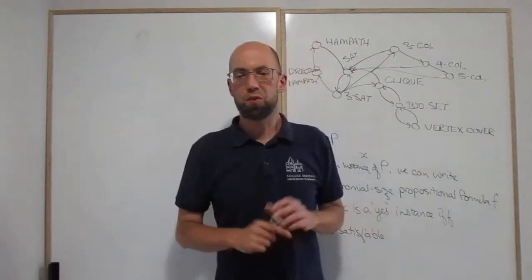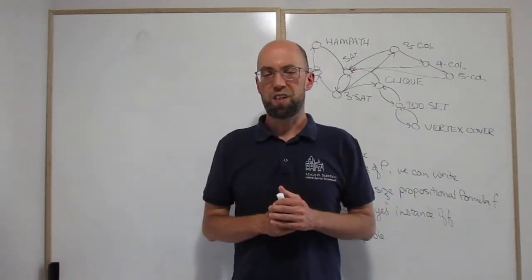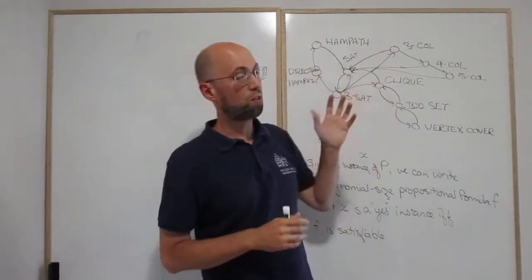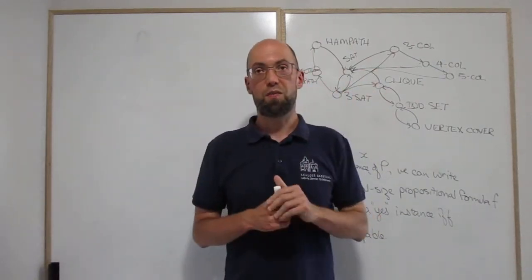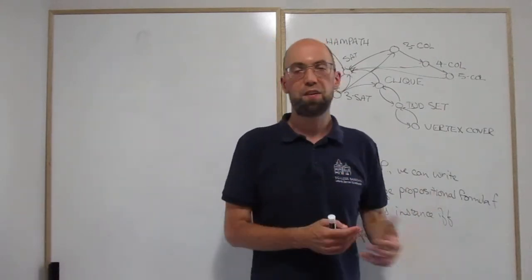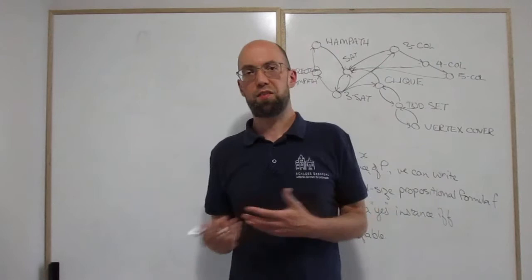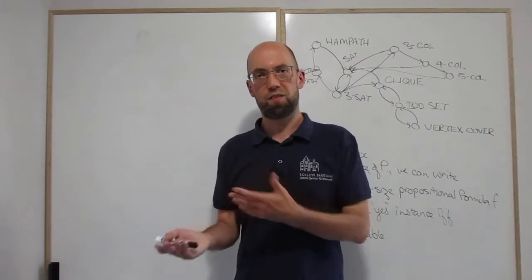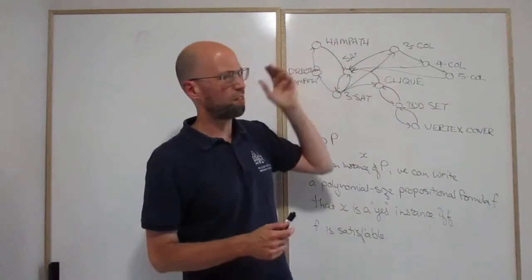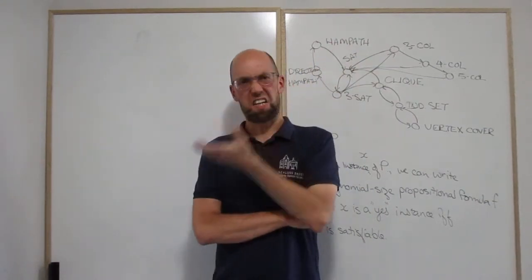Is it more natural to say SAT is complete for, or actually any of these is complete for the class of problems such that given an instance of the problem, we can write a graph and an integer k such that the graph has a clique of size k if and only if the instance is a yes instance. That's not, well, none of these problems is really a natural thing to say.